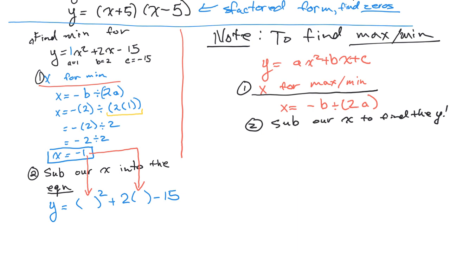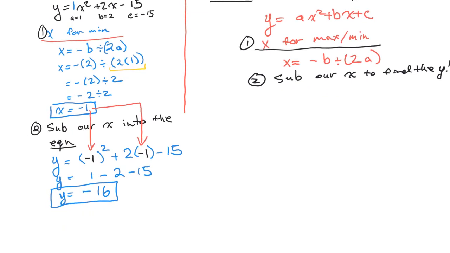So we end up with negative 1 squared minus 2 times negative 1. Punch negative 1 squared in your calculator to get 1. And then 2 times negative 1 gives us negative 2. And then minus 15. And you end up with y is equal to negative 16. So look at that. We didn't have to use Desmos or any graphing or anything like that.